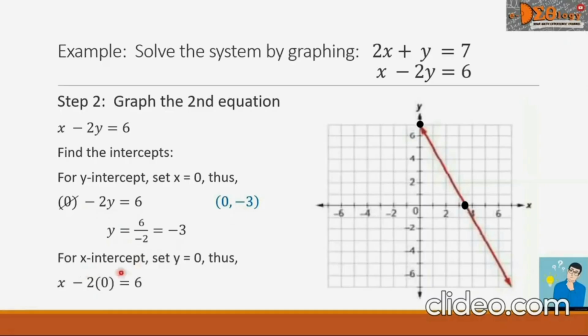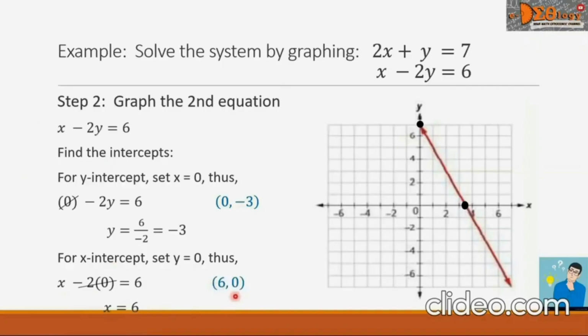Now for the x-intercept, let us set y equals 0. Thus, the second equation, x minus 2y equals 6, now becomes x minus 2 times 0 equals 6. This 2 times 0 can be cancelled out, so we now have x equals 6. Let us now write the ordered pair for the x-intercept. So we have here (6, 0).